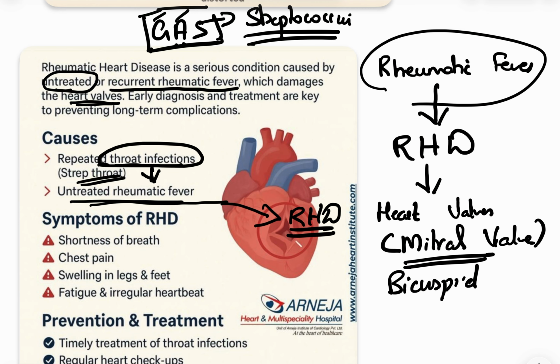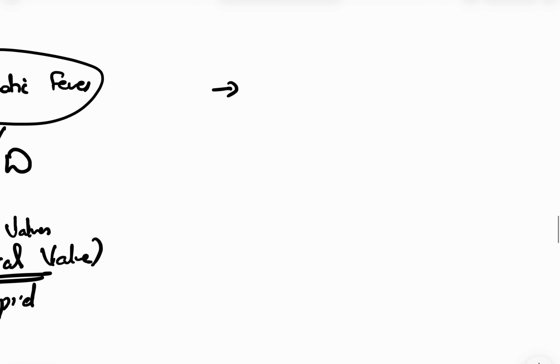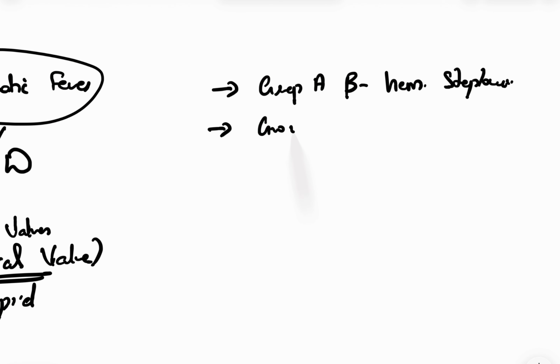This has been asked a couple of times. The question was asked like, among the options given below, what is the microorganism resulting in rheumatic heart disease? And the question had group A beta hemolytic streptococci as an option. Next one is group B streptococci, and group A staphylococci.